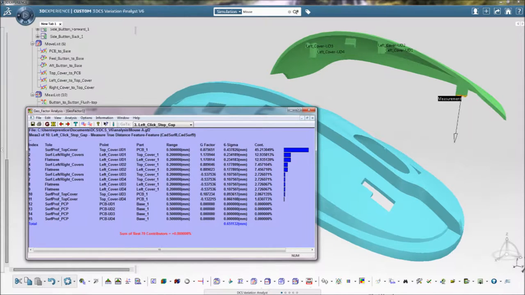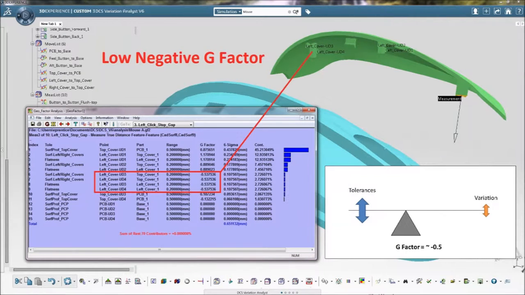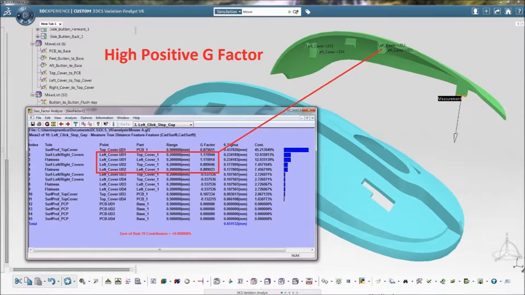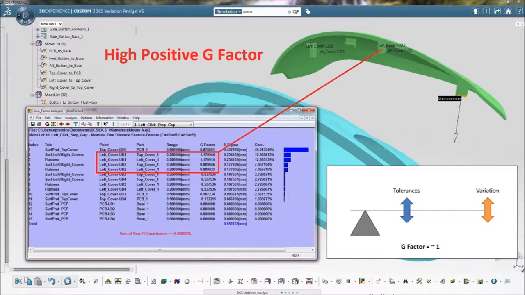The G-factor is a geometric multiplier of each tolerance in a measurement. If a tolerance has a G-factor less than 1, it will mitigate the tolerance's contribution to the variation in the measurement. If the G-factor is greater than 1, it will amplify the tolerance's contribution to the variation in the measurement.